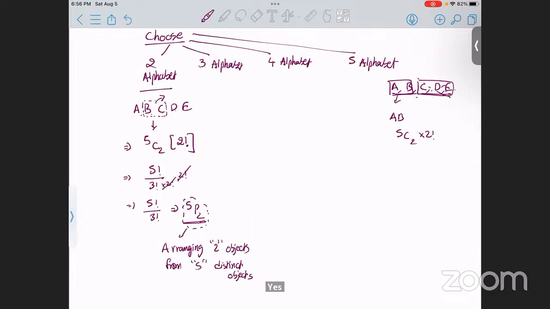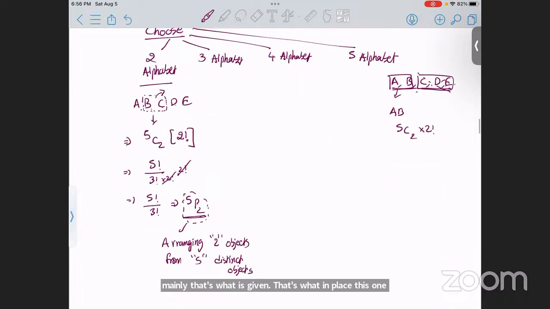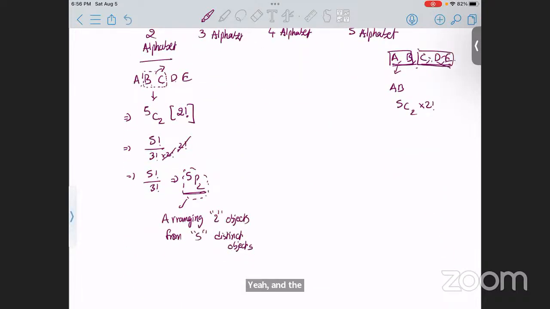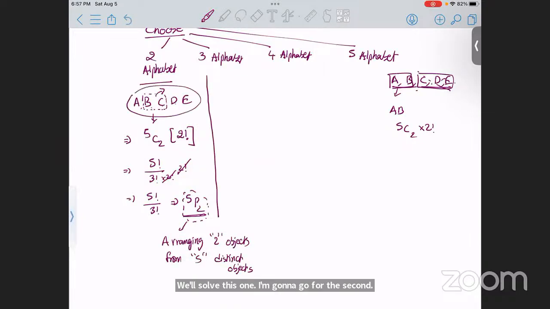We are only concentrating on 2, not the other 3. Indirectly, it is a permutation through combination. That is the meaning of this. We will solve this like we already solved the first one, and then go for the second. Similarly, like this example, 5P3.